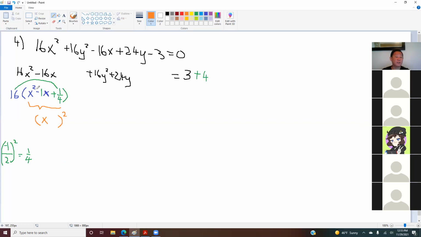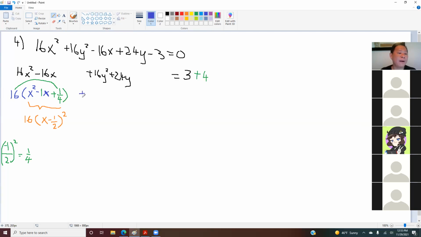X, you take the middle term and divide by 2, you get -1/2. And you got 16 still. Don't forget the 16 is still there. So this is how we perform completing the square for the x term. You're going to repeat for the y terms.